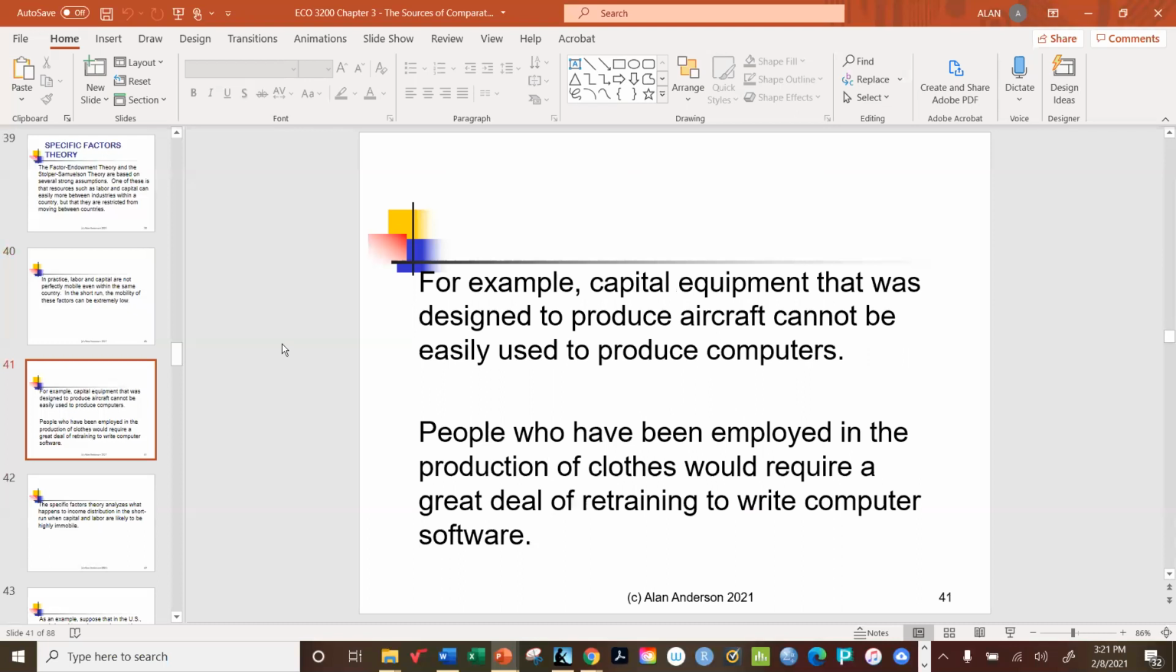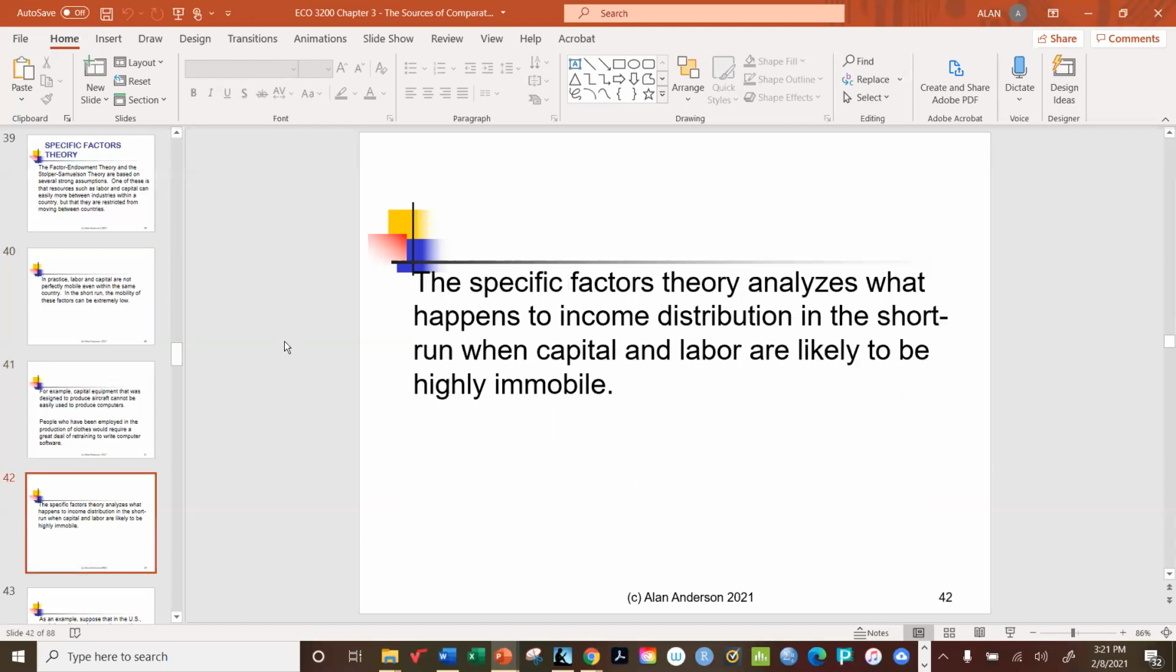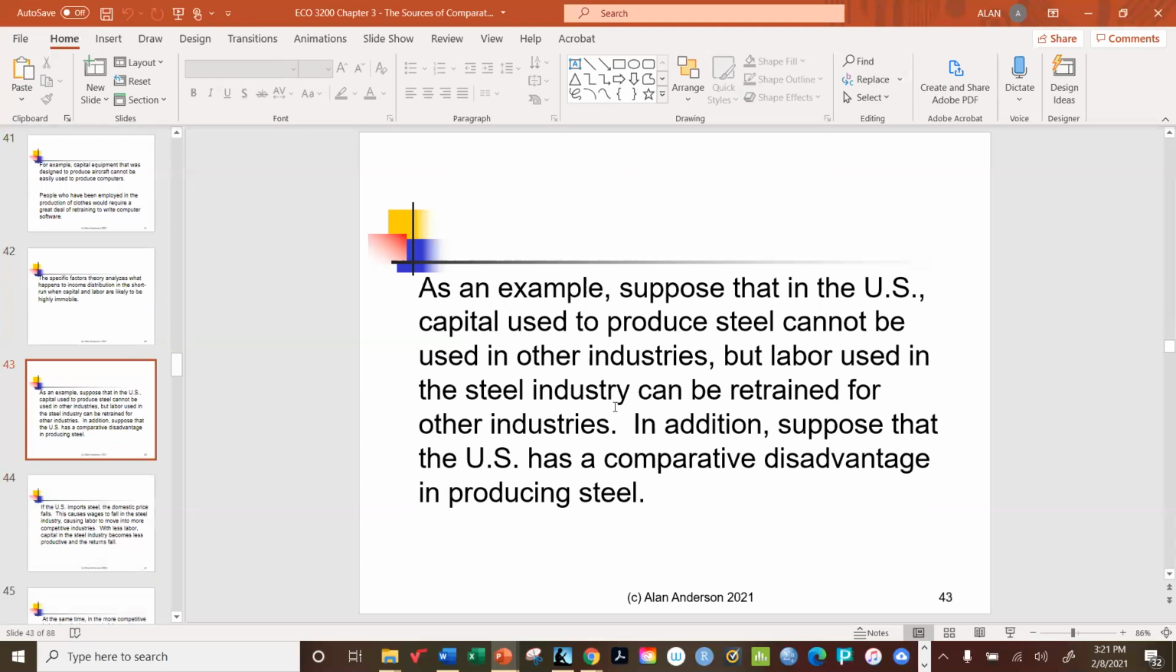Okay, so the specific factors theory analyzes what happens to income distribution when these factors are not readily what we call mobile, or immobile in this case. So here, for example, the capital used to produce steel cannot be used in other industries, but let's say labor can. All right, probably labor is more adaptable to other industries than capital.